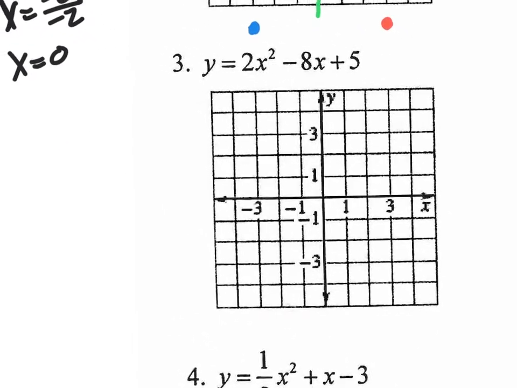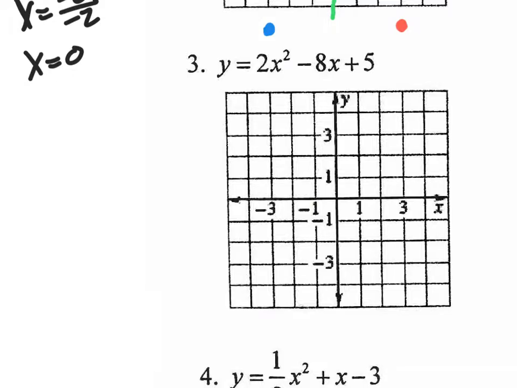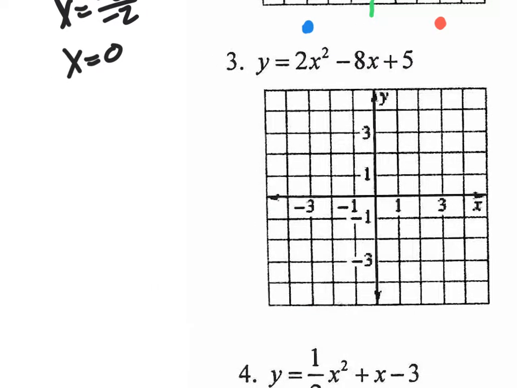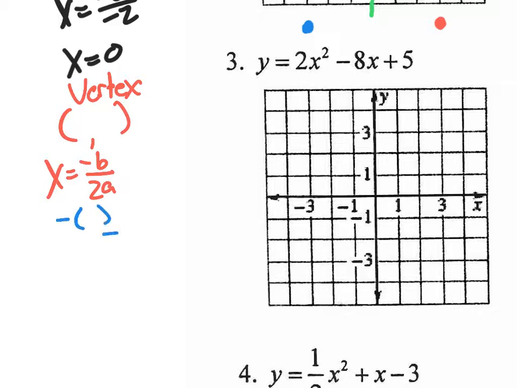Now number 3 is different because you cannot use the pattern. So let's work through this one using all the steps. Step 1, find the vertex. The vertex is a coordinate. How do we find that coordinate? With the formula x equals negative b over 2a. We're going to use parentheses to find out that x value. We're going to label a is 2, b is negative 8, c is 5.